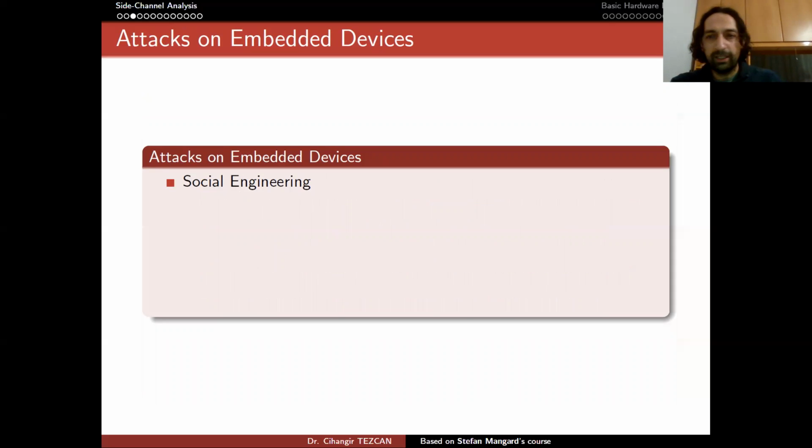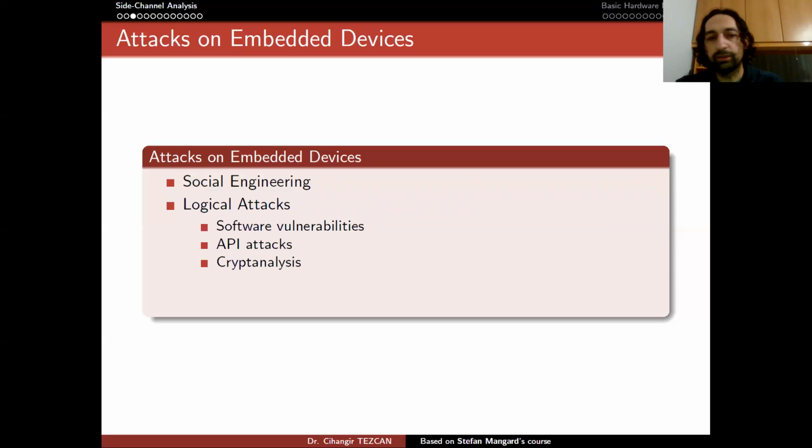Attacks on embedded devices can be as follows: social engineering, which is always possible; logical attacks, which include software vulnerabilities and API attacks; and, more importantly to us, cryptanalysis. All of these attacks are applicable to almost any scenario. You can find a weakness in the cryptographic algorithm, so you can cryptanalyze it and break the system if it is designed in a bad way. But most of the time, modern ciphers are secure. So these are the things that you can perform.